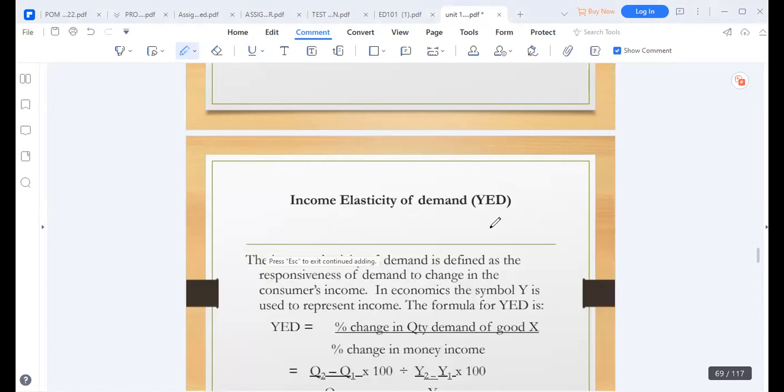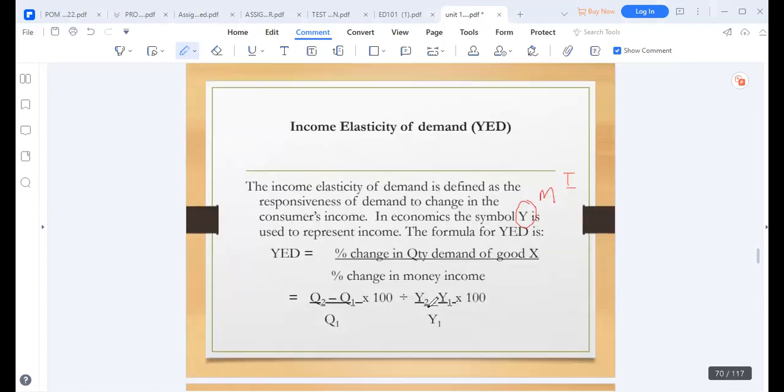We also have what we call income elasticity of demand. Income elasticity of demand has what is called the income effect. Economists use the letter Y to represent income. Other books use M, other books use I. All these stand for what? Income. So it is given by the percentage change in quantity demanded of good X over the percentage change in money income. So it is given by Q2 minus Q1 over Q1 times 100, divided by Y2 minus Y1 over Y1 times 100. So this is how we calculate.